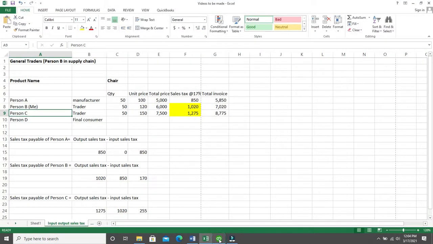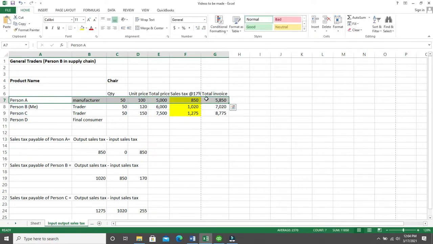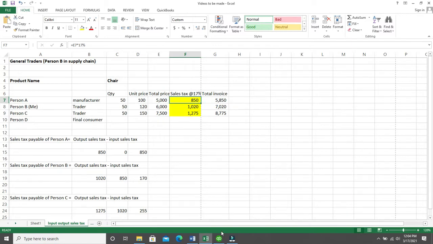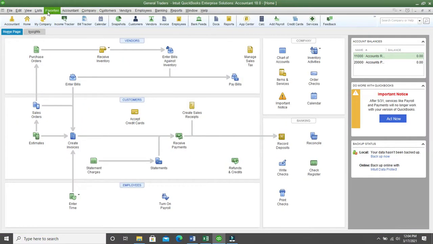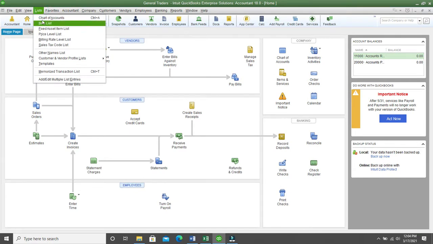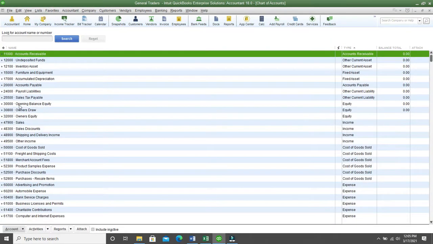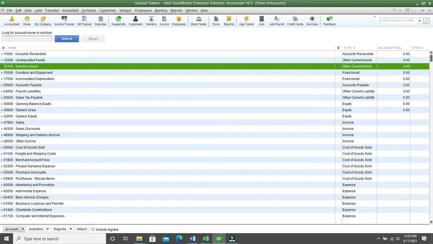And then please ensure that you have an account called input sales tax in your other current assets, because at the time of purchase we shall record this 850 as my input sales tax, which is my current asset, because I am paying this sales tax in advance, and I shall adjust this 850 against my output sales tax. So let's have a look at the chart of accounts, whether I have this account or not. And here is my other current asset. I do not have any account of input sales tax.